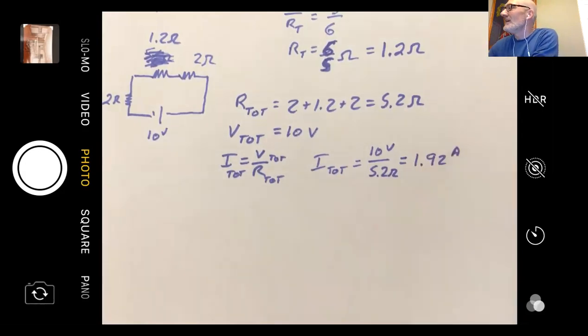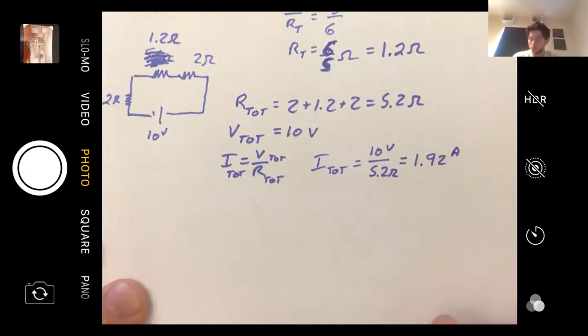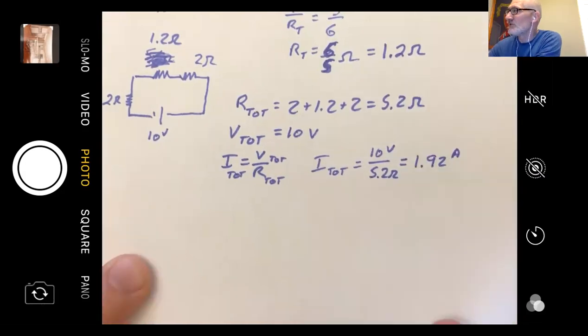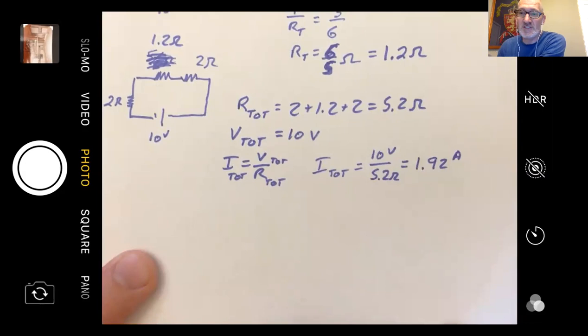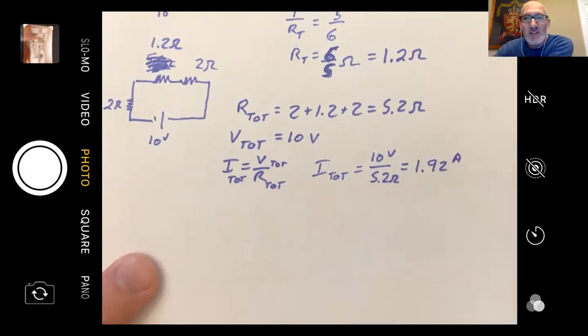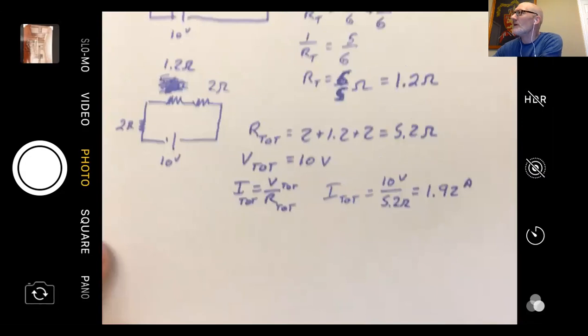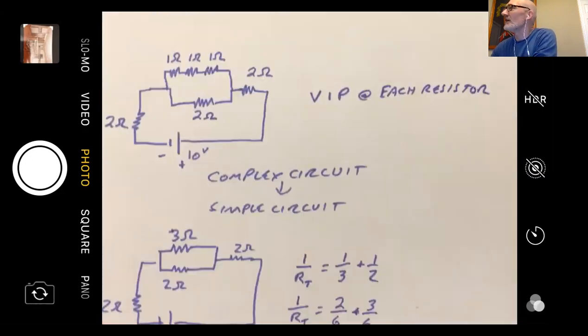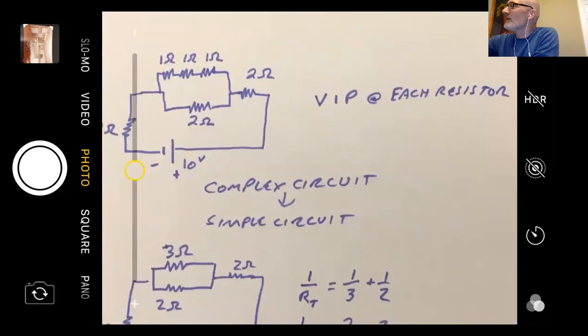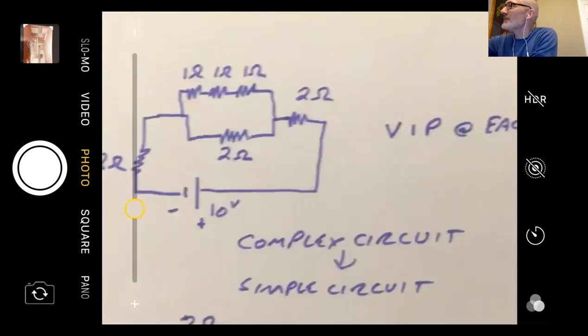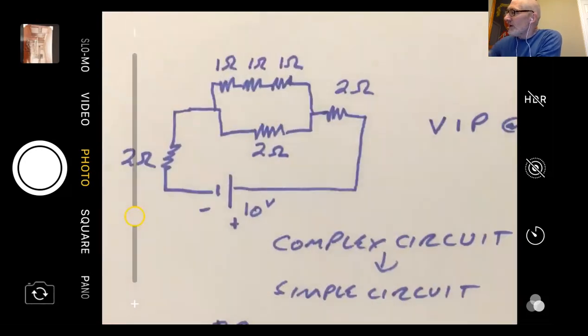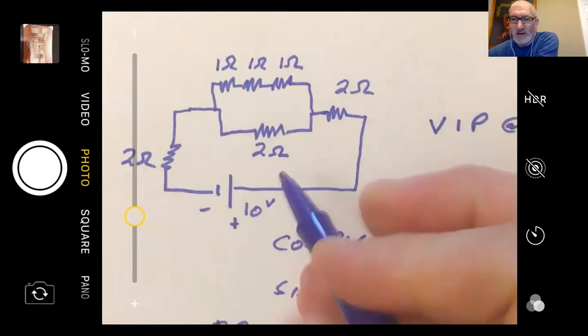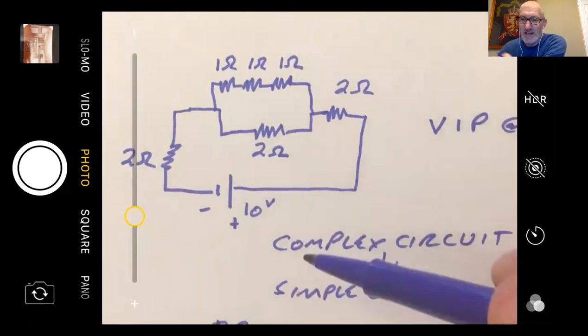All right. Now, what we're going to do is take this all the way back to the original picture, but I'm going to pause for just a second. Any questions up to this point? Okay. So we're going to go back up to the original picture here, and we're going to think about, all right, so I have 1.92 amps.